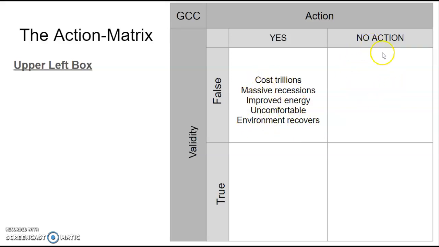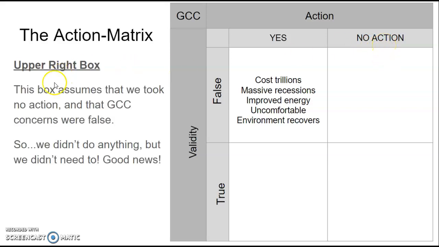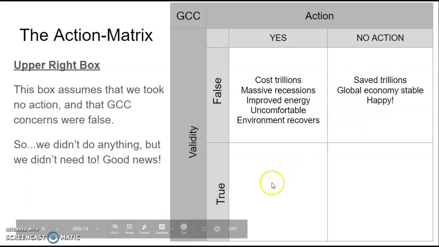Now we move on to the next box here. That's where we say this box assumes that we took no action and that global climate change concerns were false. So we didn't do anything, but it turns out that we didn't have to. There was no real concern here. There was no real issue, and it turns out that that's okay. So we didn't do anything. We didn't spend money, and everything turned out. So save trillions. The global climate economy and the climate is stable and happy, and everything worked out. So good outcome here. Okay.